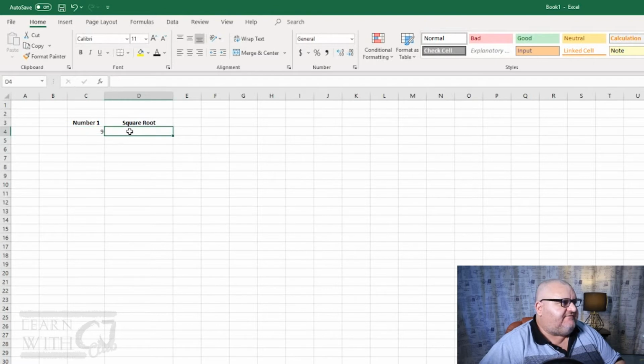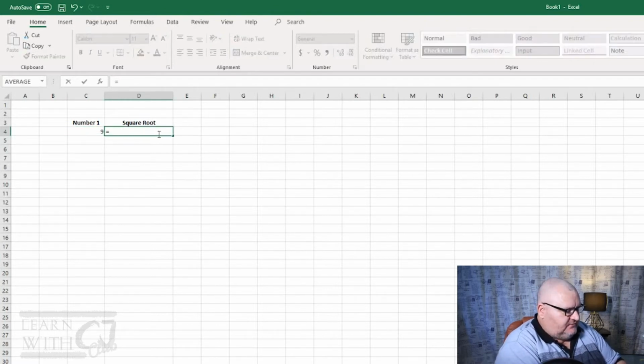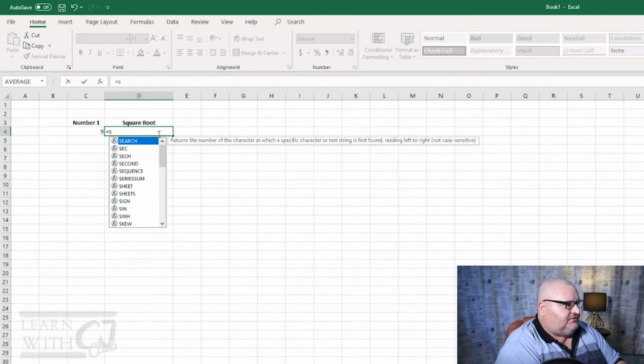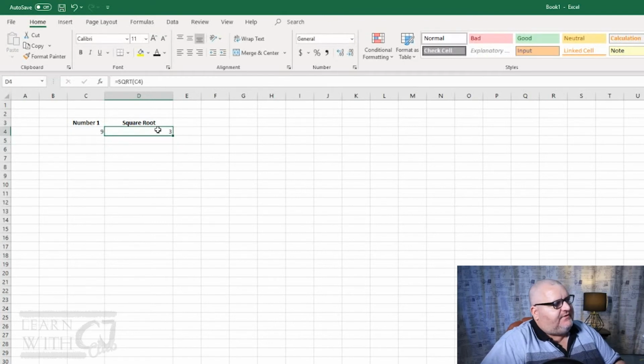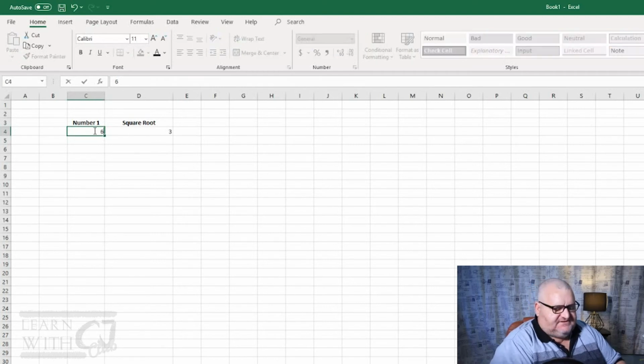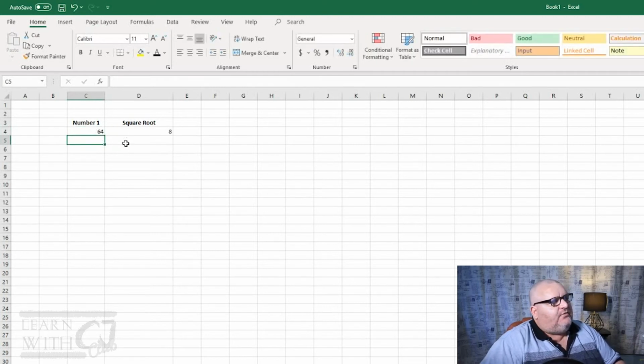To use that function, all we do is click in the cell D4, type in equals, and the function name is called SQRT, square root, round brackets of C4, round bracket, hit enter, and you can see the square root of this particular cell is 3. If we type in the number 64, hit enter, we know the square root of 64 is 8, and that's the value we get in D4.